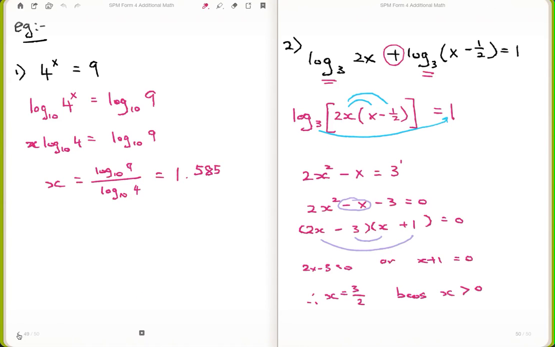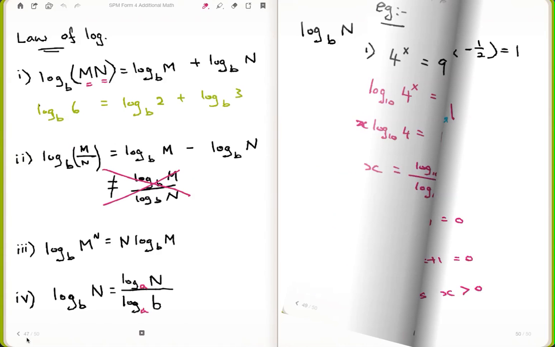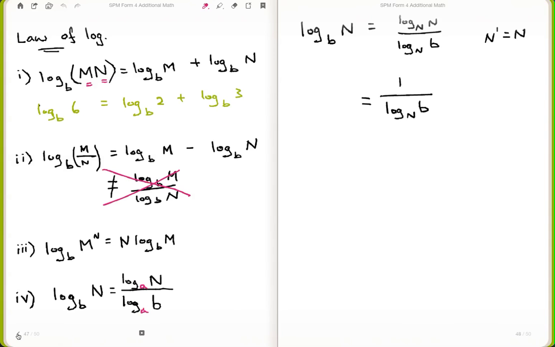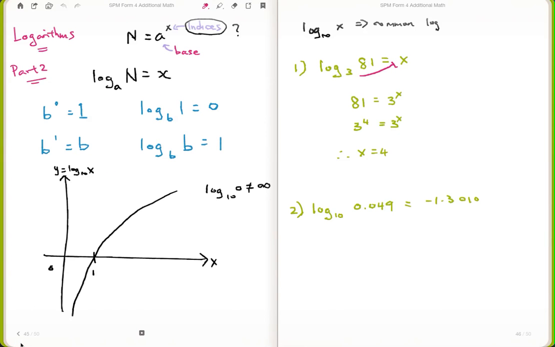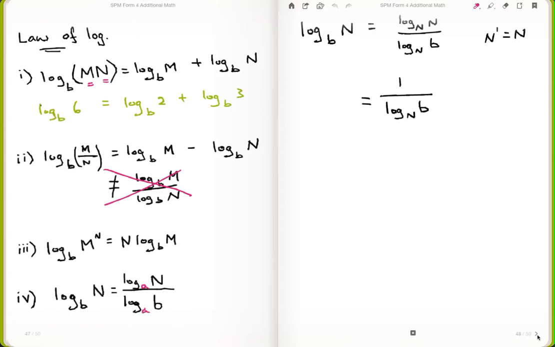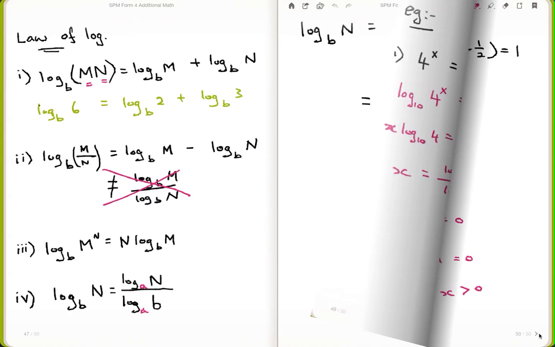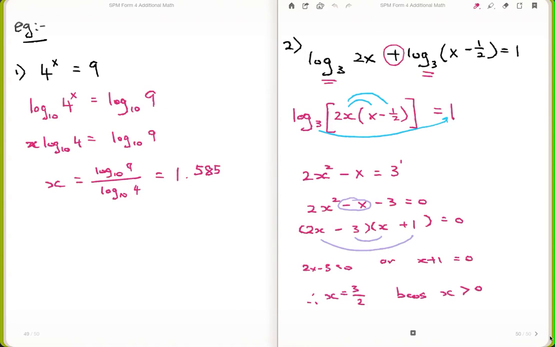Here, let me show you the graph. A log 10 and log 10 of 0 is undefined. This graph, your log of x, this x has to be more than 0. You may want to download my video, pause it, rewind it when time comes.